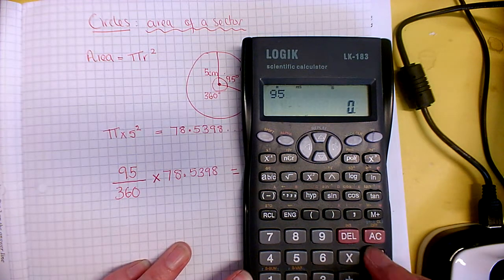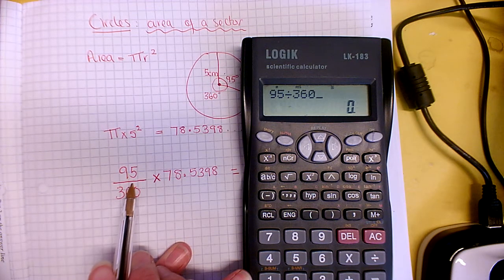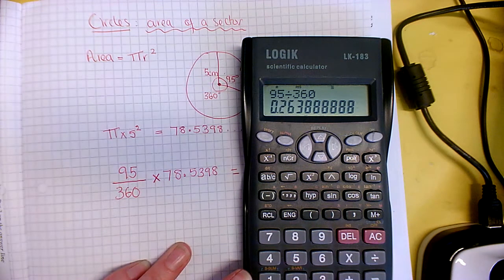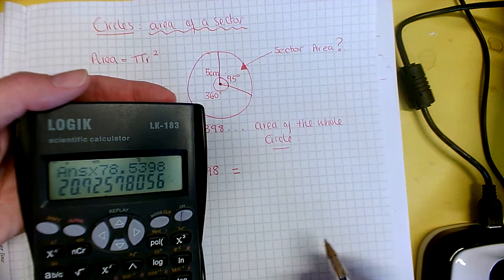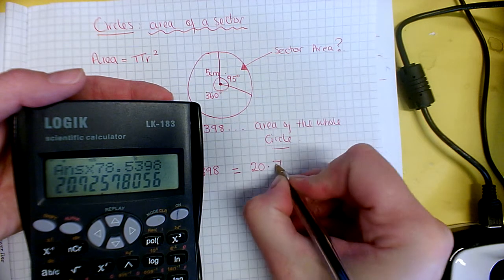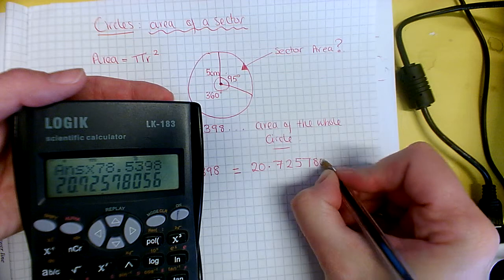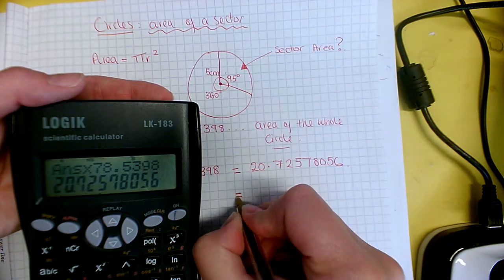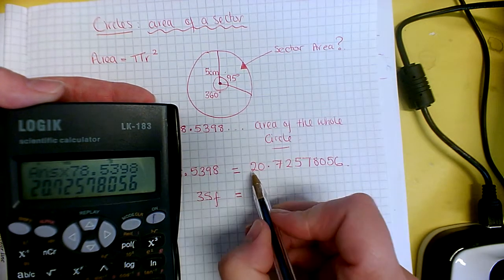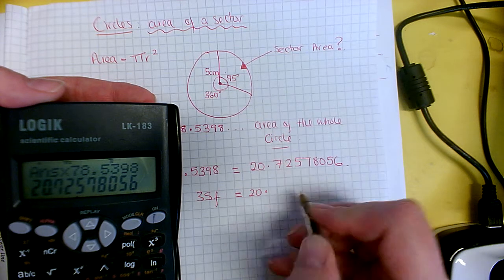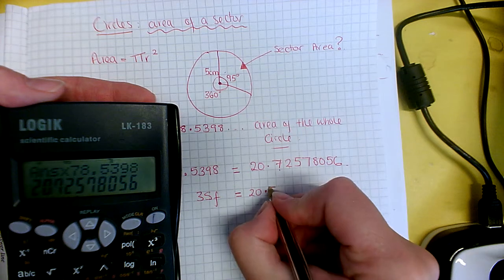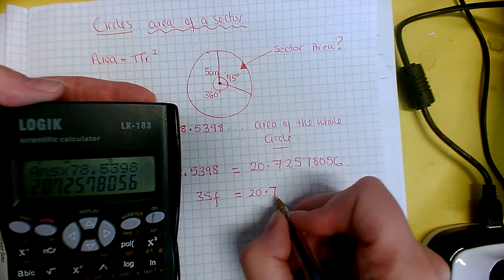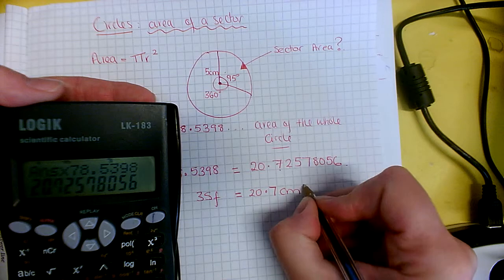Okay? So in my calculator, all I need to type is 95 divided by 360. Remember, this line just means divided by 360, multiplied by 78.5398. So the area of my sector is going to be 20.72578056. If it asked me to do it to 3 significant figures, I've got 2 zeros, so those are my first 2 significant figures. I look at my 7, because that number 2 is less than 5, that 7 is going to stay the same. So my area is going to be 20.7 centimetres squared.